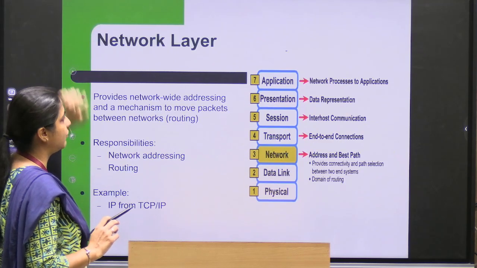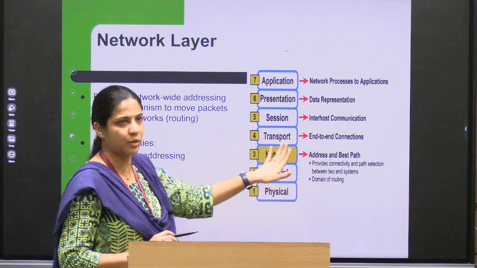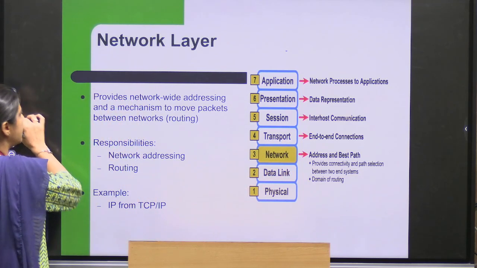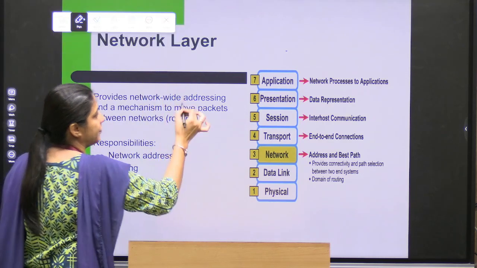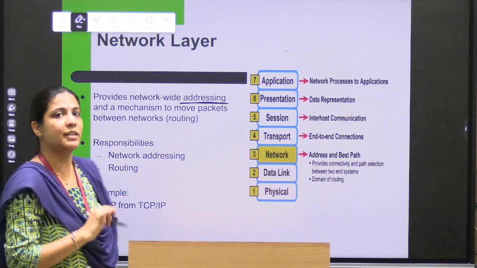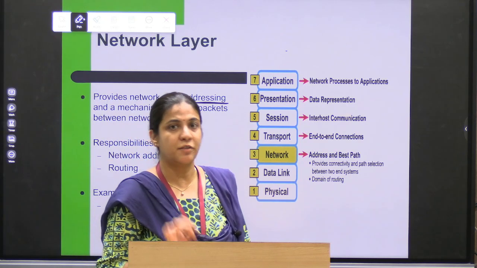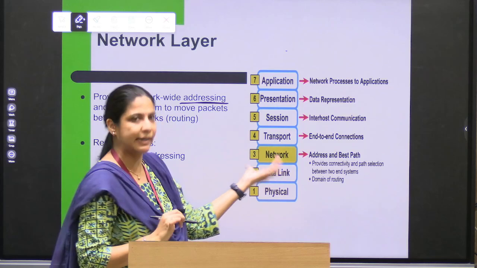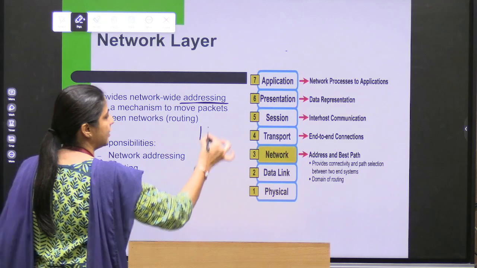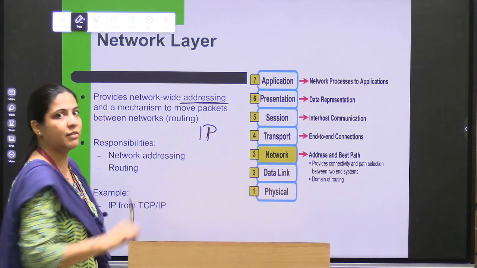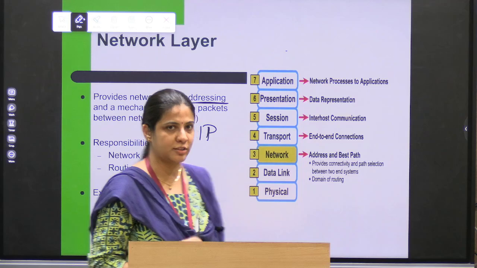The next layer we are going to discuss is the network layer. What does the network layer do? It provides the addressing. Here, the addressing is logical. It is not physical. Physical address is in the data link layer, and here we have a logical address, that is, we can say an IP address. IP address is responsible for logical addressing.